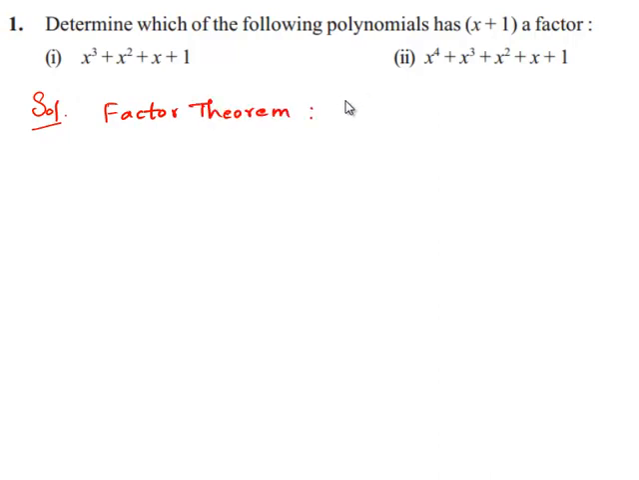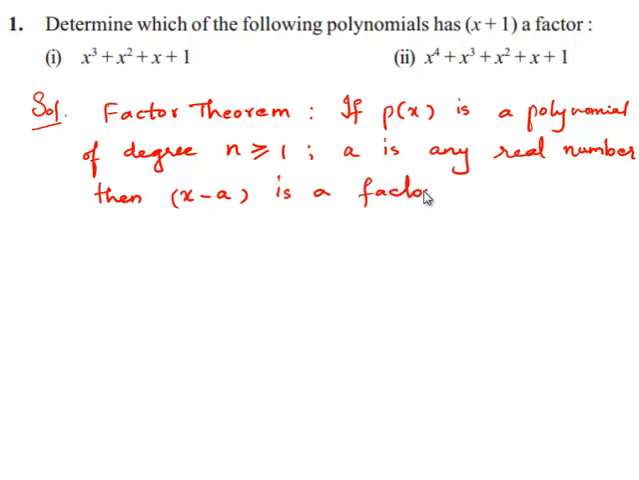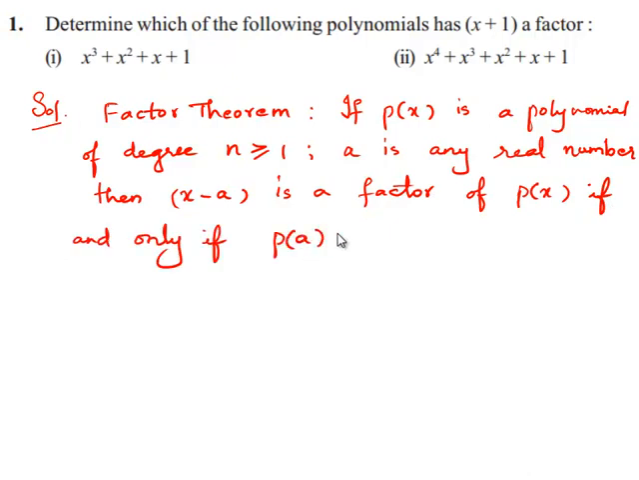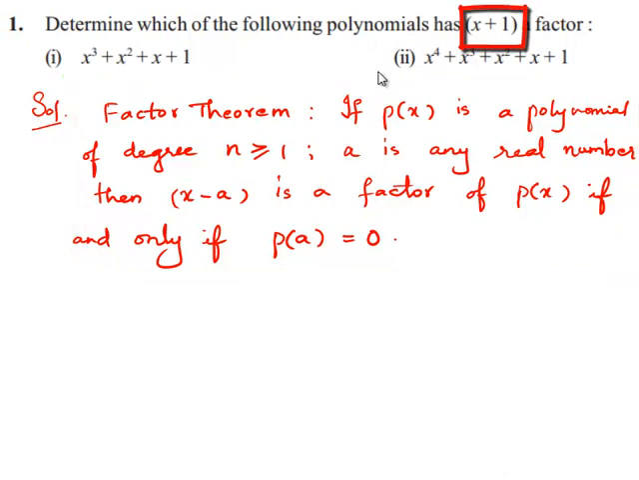The factor theorem states that if P of x is a polynomial of degree n greater than or equal to 1 and a is any real number, then x minus a is a factor of the polynomial P of x if and only if P of a is equal to 0. So this is the factor theorem. By using this factor theorem, let us determine whether x plus 1 is a factor of the given polynomials or not.